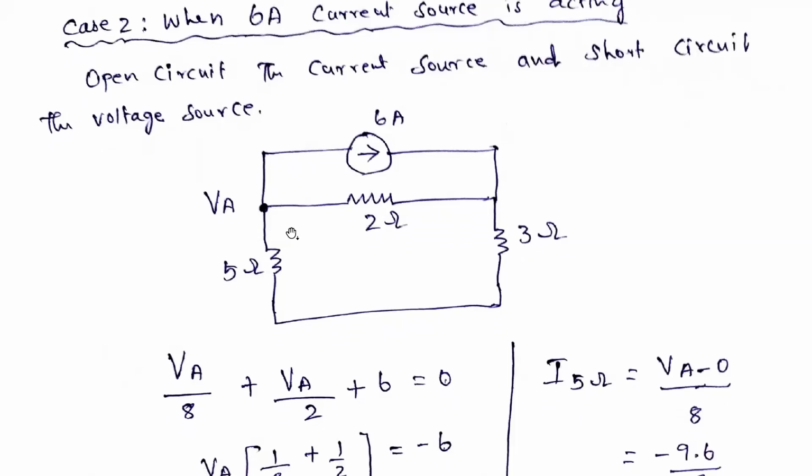So 8, how it comes: this 5 ohms and 3 ohms are in series. So VA divided by 8 plus again VA minus 0 divided by 2. In the previous one, VA minus 0 divided by 8. And this current is also going outside from this node, so it is plus. If it is coming inside to this particular point, you need to take minus. That is the rule. Here it is going outside, so we take plus that current. So plus 6 is equal to 0.